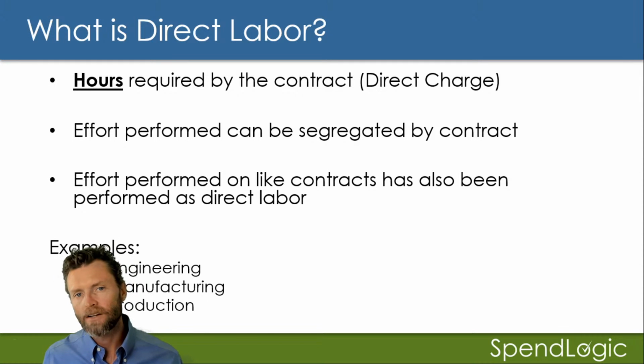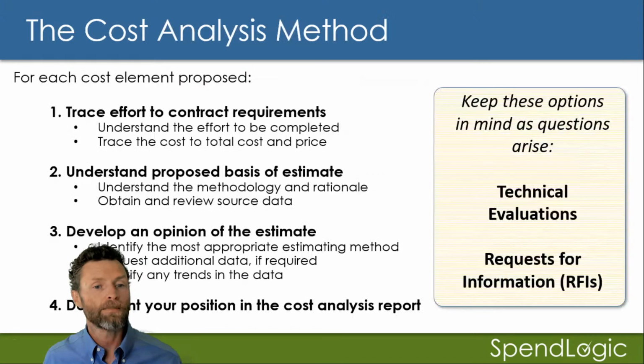Now, there are cases where they can be doing something different, and one day it's direct and one day it's indirect, but it's very, very specific to that task and that contract that you're working. So some examples of direct labor are, like you see on the screen, engineering, manufacturing, production, the technicians on the line and things like that. All right. So that's what we're talking about here today.